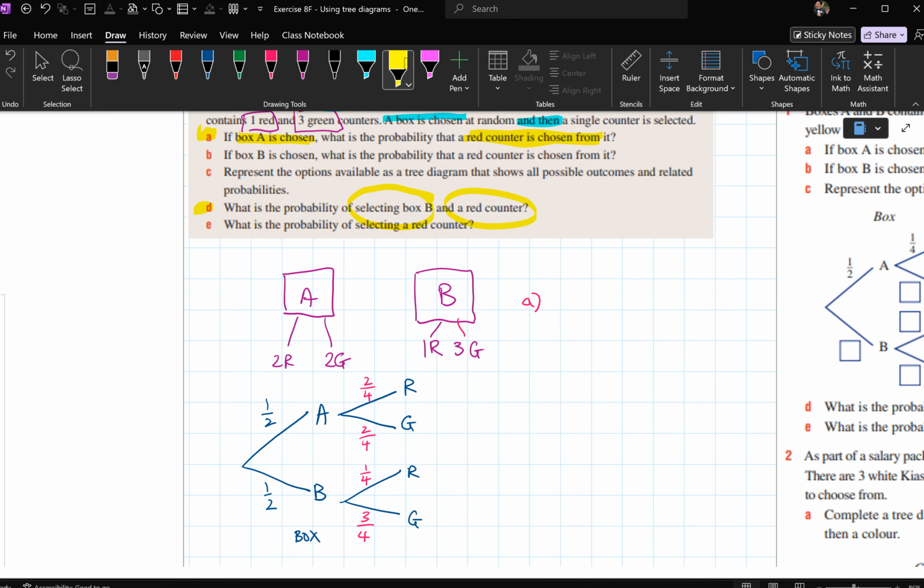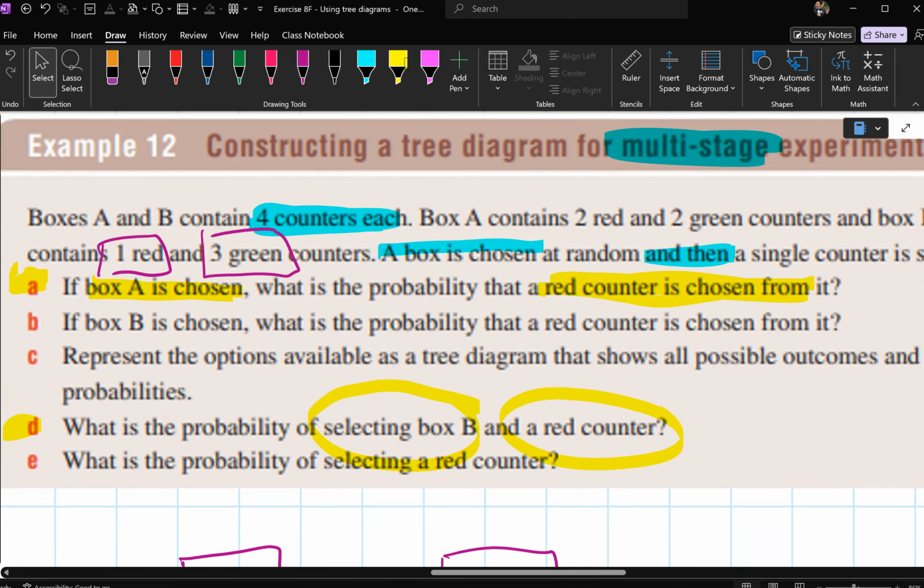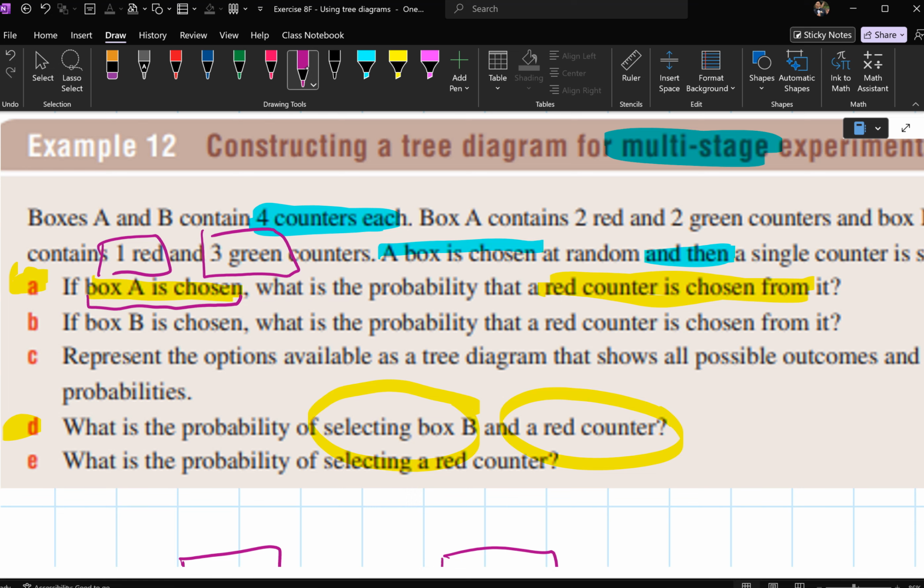But in A, can you already tell that they said box A is chosen? So you already know that. There is no chance of you getting B. It's 100% that you got A. Now they're asking, what's the chance of getting a red counter? See the difference between the two?